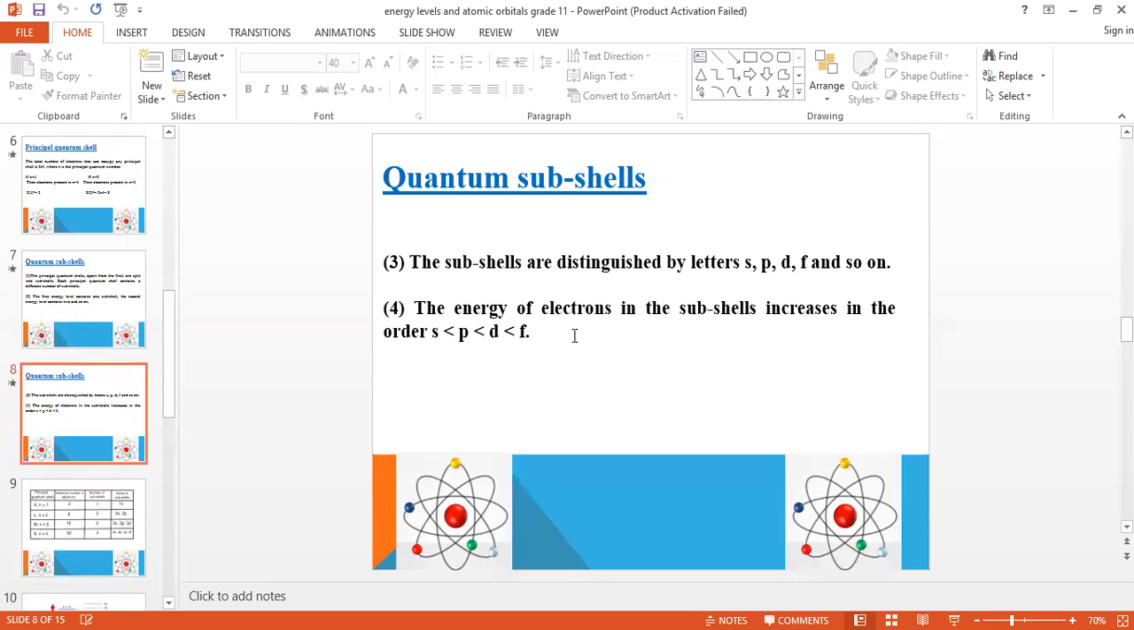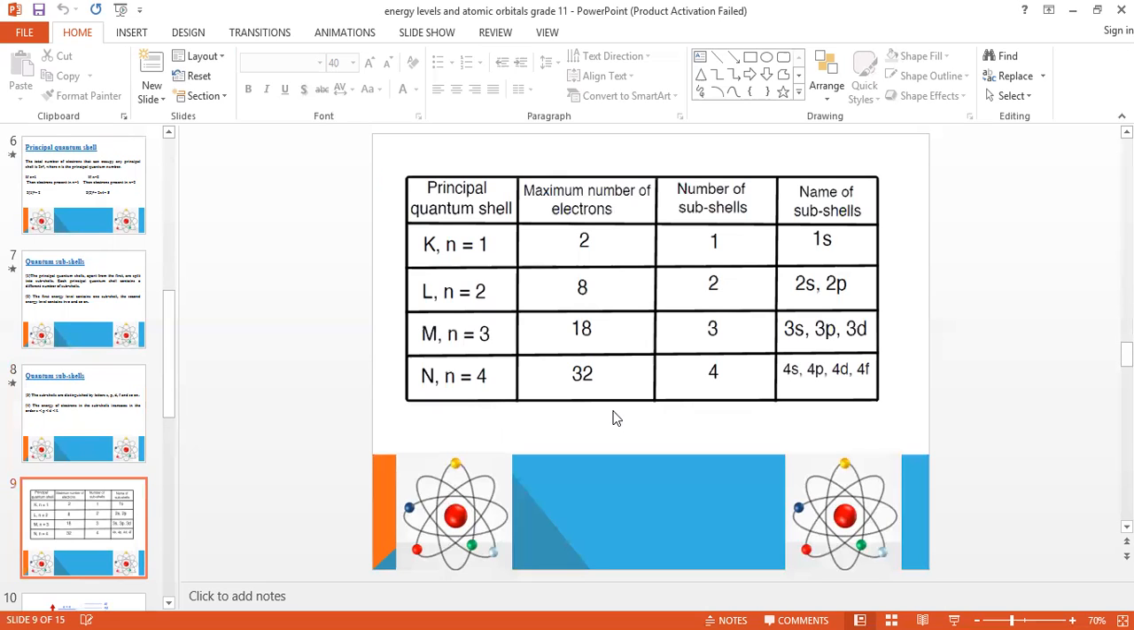Concentrate here. This order will come in a multiple choice question. S has less energy than P, P is less than D, D is less than F. This is the order of energies for how to fill up electrons. Because we have 4 subshells S, P, D, and F, we must know the energy of each subshell: which one has the lowest energy and which has more energy compared to the others. So we need to memorize this order especially. Now, after that, this is the summary of what we discussed.